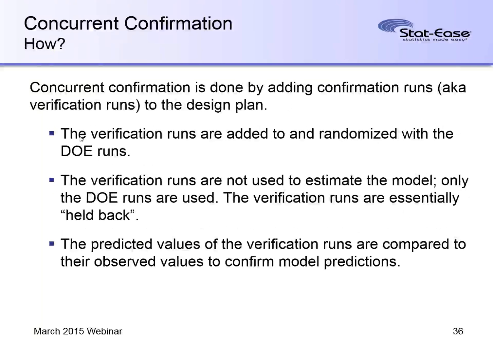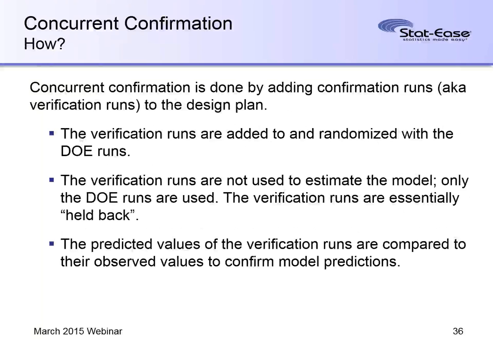Okay, so how is this done? How do we do concurrent confirmation? It's called concurrent because it's done at the same time as the actual experiment. Now, these are, here I say, AKA verification runs. I kind of loosely interchange verification and confirmation, so bear with me there.